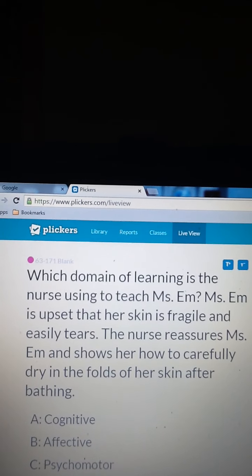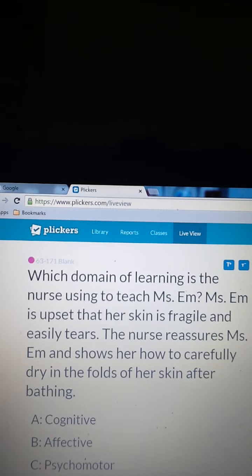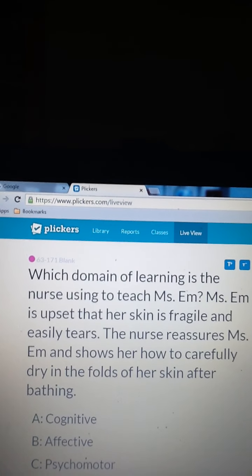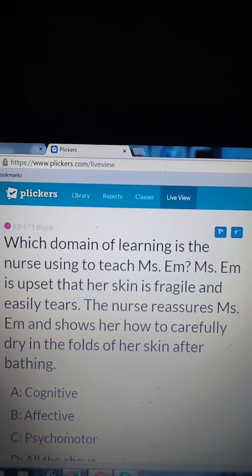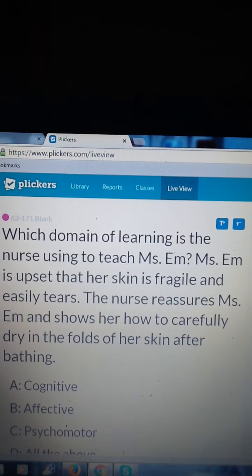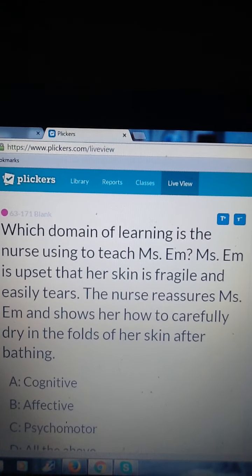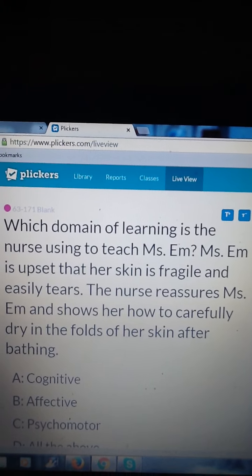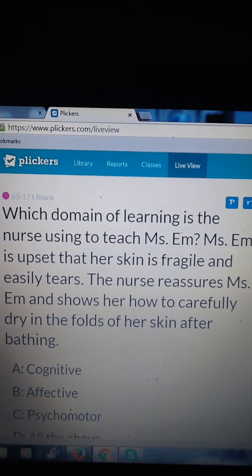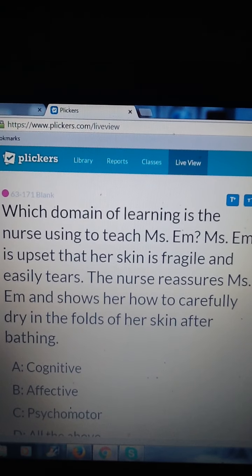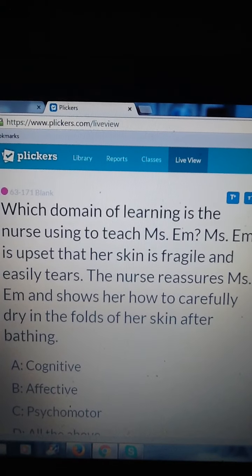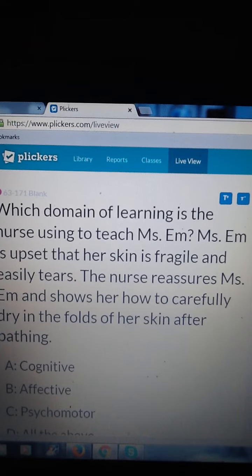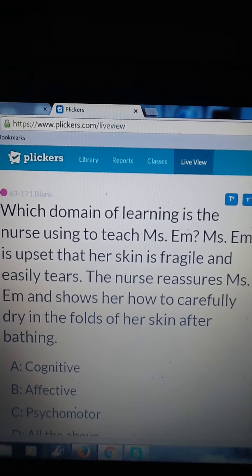Moving on to still week 5, this is the teaching and learning lecture. Which domain of learning is the nurse using to teach Ms. M? Ms. M is upset about her skin, that her skin is fragile and easily tears. The nurse reassures Ms. M and shows her how to carefully dry in the folds of her skin after bathing. Is it A, cognitive, B, affective, C, psychomotor, or D, all of the above? And the answer here is D, all of the above.